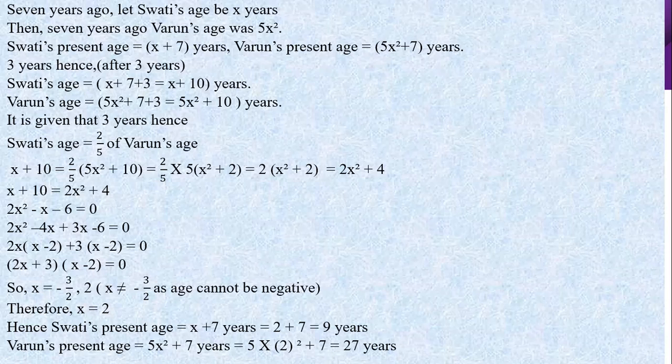Therefore, Swati's present age is x plus 7 years, which is 2 plus 7 equal to 9 years. Varun's present age is 5x square plus 7, which is 5 into 2 square, that is 2 square is 4, 4 into 5 is 20 plus 7, 27 years.